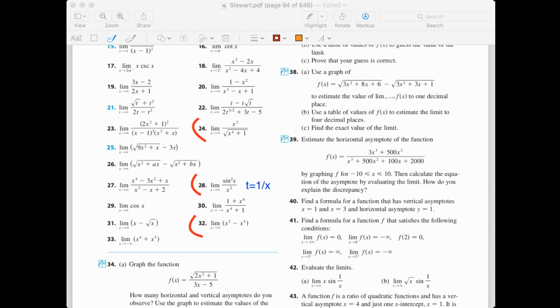For 28, we can use the squeeze theorem. Okay, let's see, we have 0 divided by x squared, sine squared x divided by x squared. Sine squared is bounded by 0 and 1. Then we can divide by x squared in every place, because x squared is non-negative.